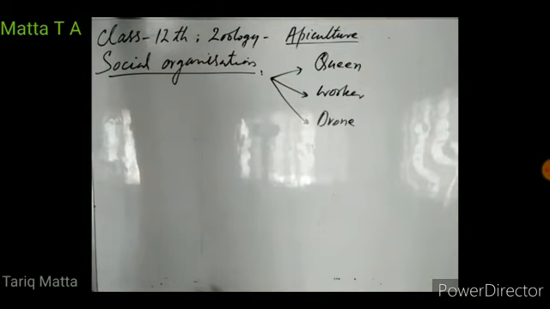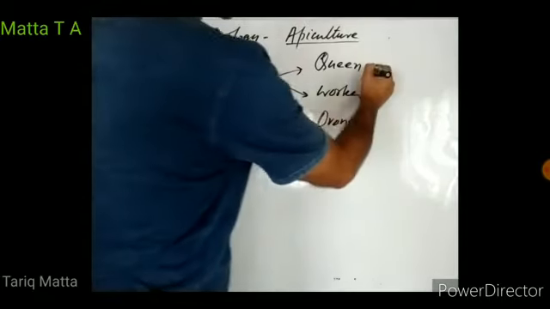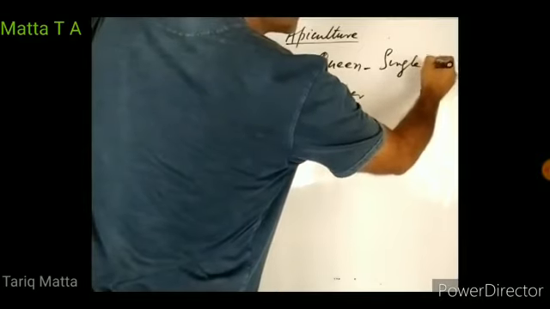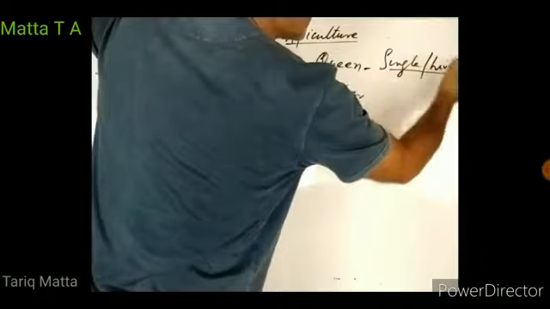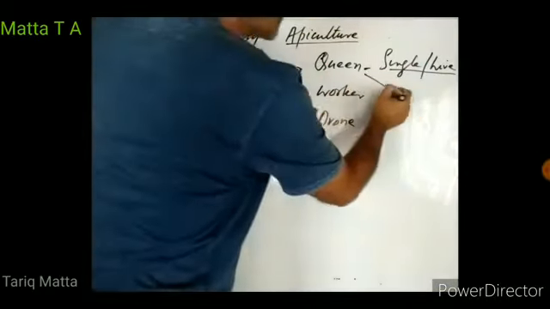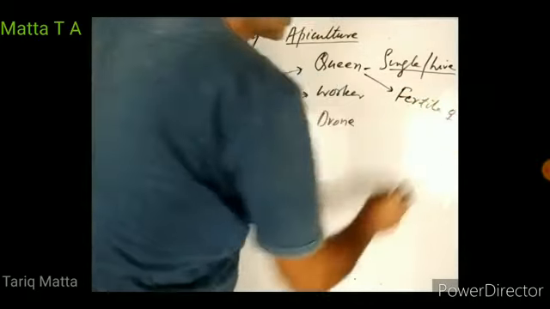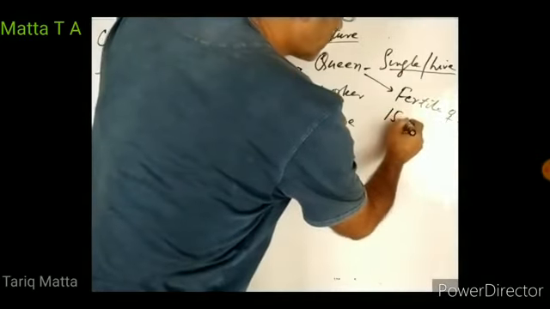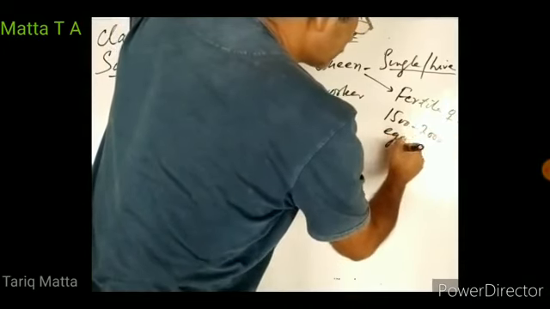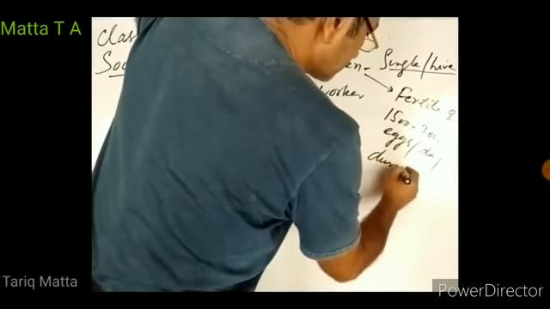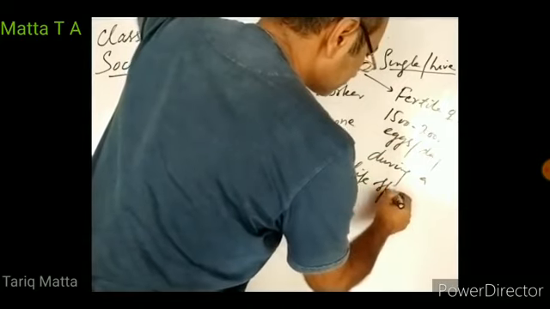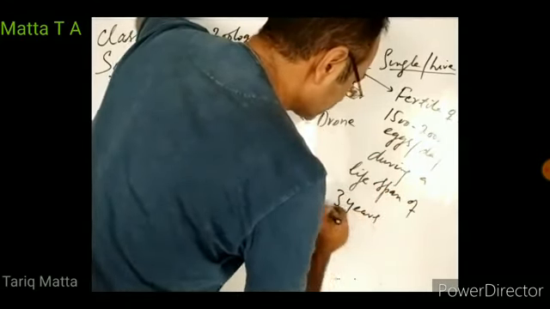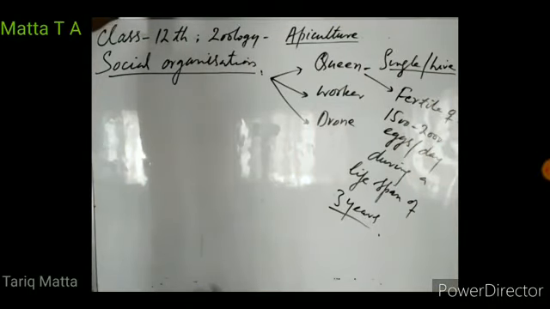One caste is the queen. There is a single queen per hive. The queen is a fertile female. She lays some 1500 to 2000 eggs per day during a lifespan of 3 years. So queens may survive for 3 years. So the queen is a fertile female and her job is egg laying, right?